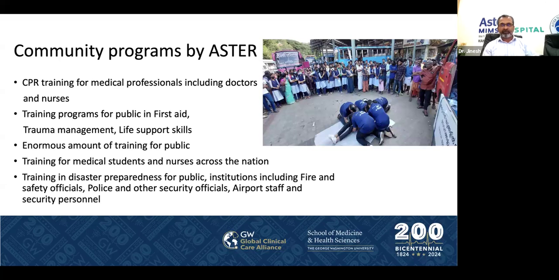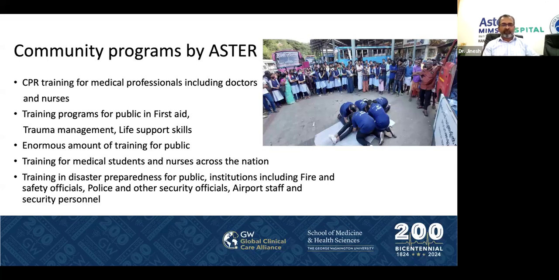And we kept traveling down the road, training people in the bus stands, in the auto rickshaw booths, etc. And all over Kerala, this training happened. It was just ahead of the emergency medicine conference that we had under the auspices of Aster Emergency Network. The enormous training of the public has happened over the past few years. All this has happened only because of the collaboration that we have with the GW.